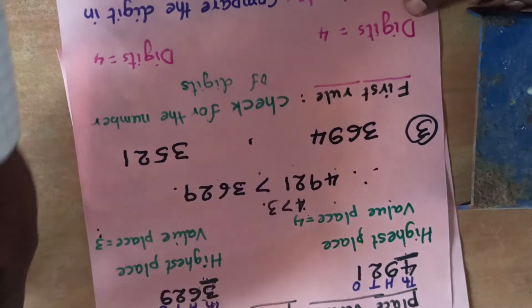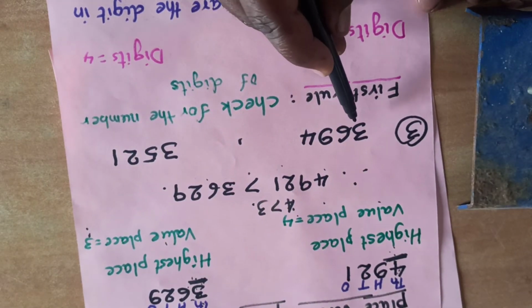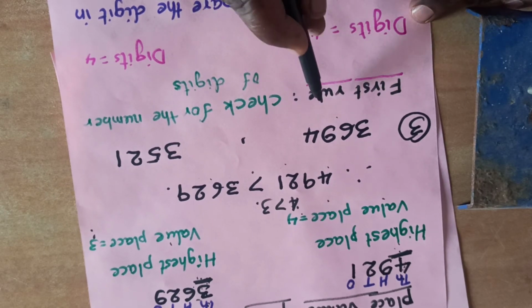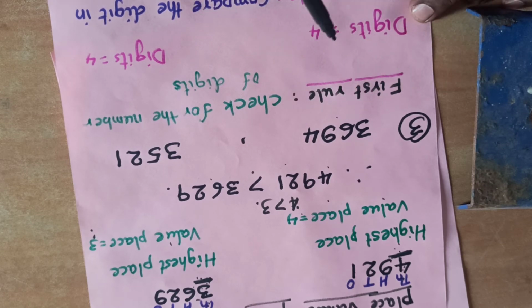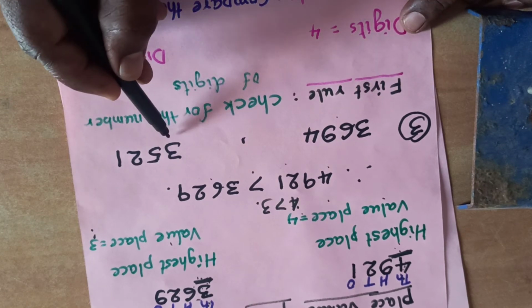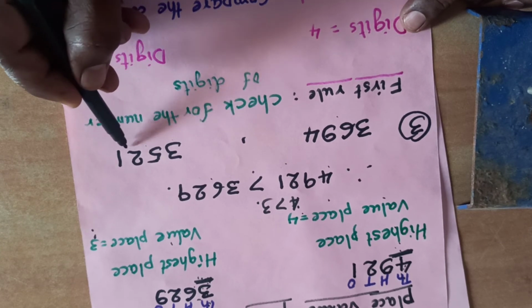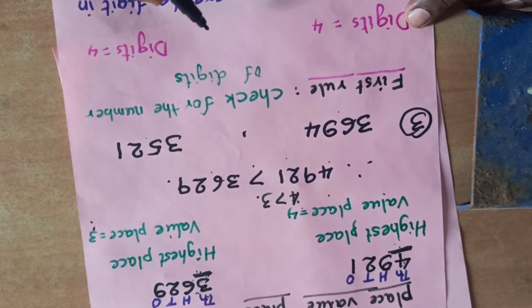Let us take one more example. 3694. Another number is 3521. What is the first rule? What do we have to check first? Check for the number of digits.